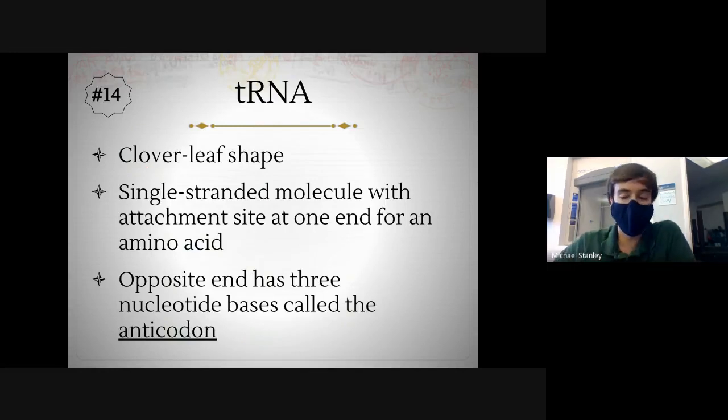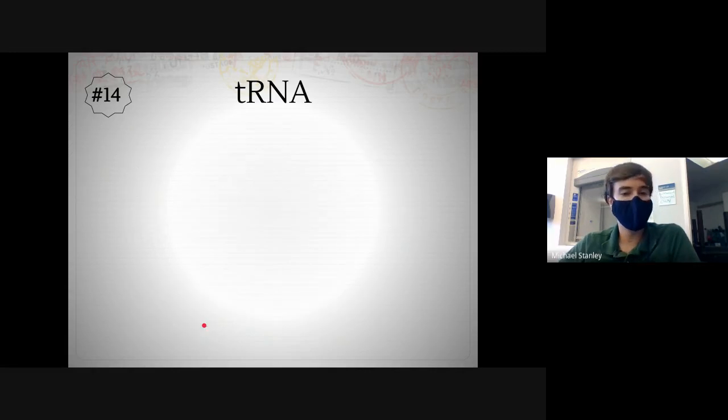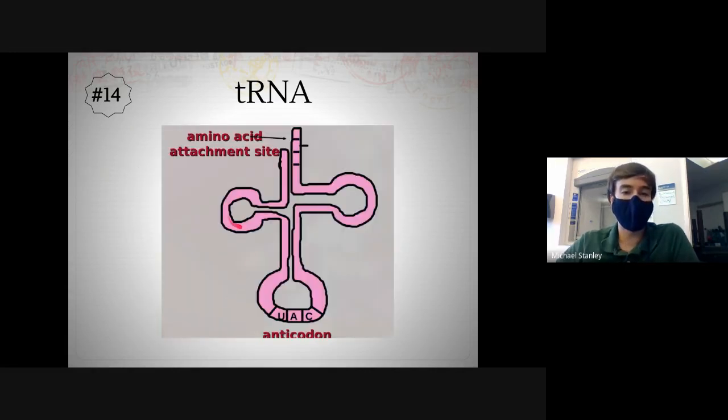So the codons are important because they tell the ribosome what amino acid we need next. But the thing that's actually responsible for attaching the amino acid to the protein is our tRNA. They have kind of a funky cloverleaf shape. The amino acid attaches at kind of the top part, and then down at the base part is something called an anticodon. So here is our funky shaped tRNA.